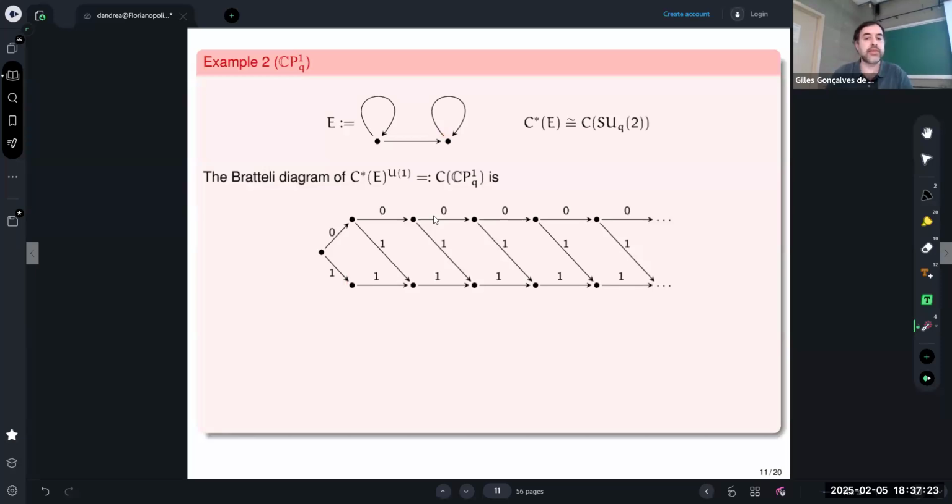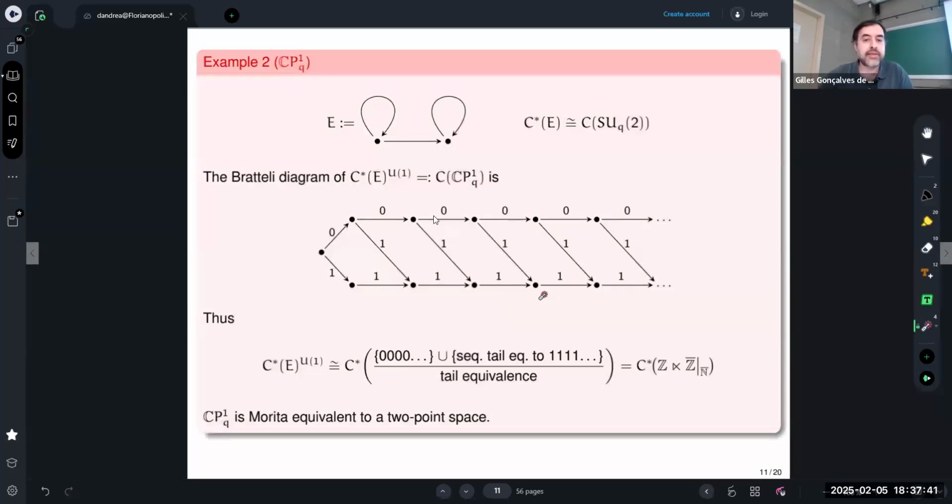You can play the same game and put zeros and ones on arrows: 0 if the range is on the top level, and 1 if the range of the arrow is on the bottom level. And the path space, again, is just binary sequences, but not all binary sequences. You can have either the null sequence, or a sequence that can start with zeros, but then you go down and you stay down. Once you are down, you can never go up again. So either you have the null sequence or a sequence that is tail equivalent to all ones.